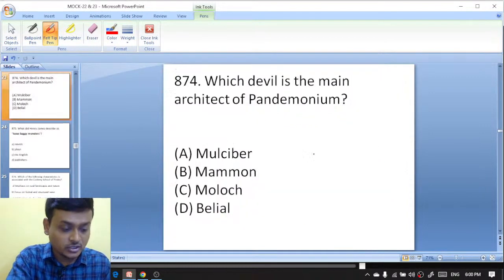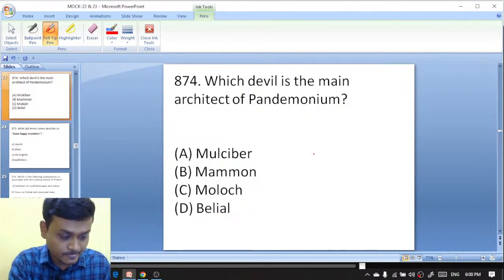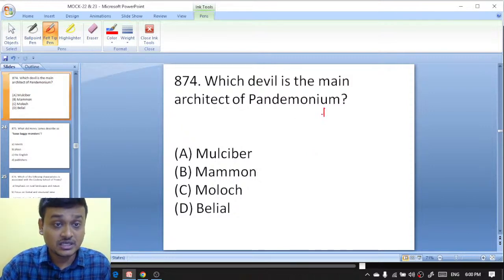Okay, moving on to question number 874. Which devil is the main architect of Pandemonium? Which devil is the main architect of Pandemonium in Paradise Lost, in the epic Paradise Lost?